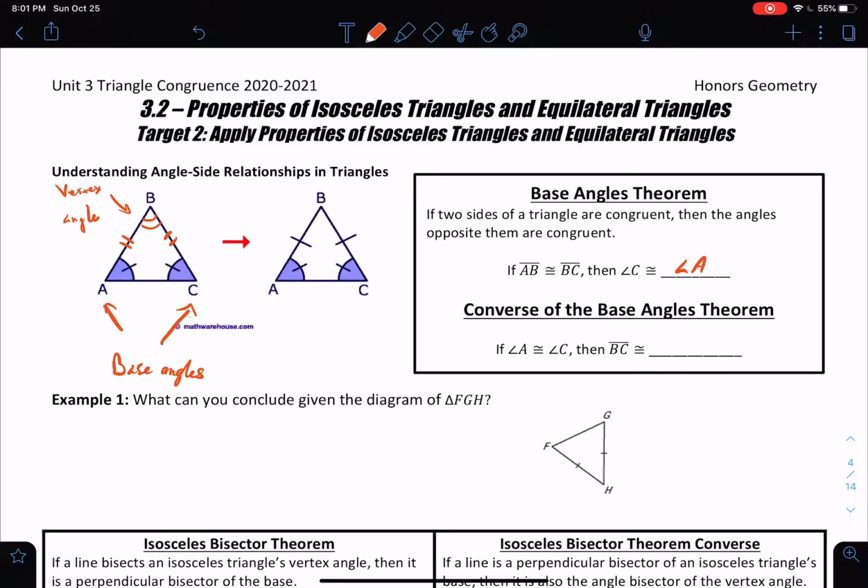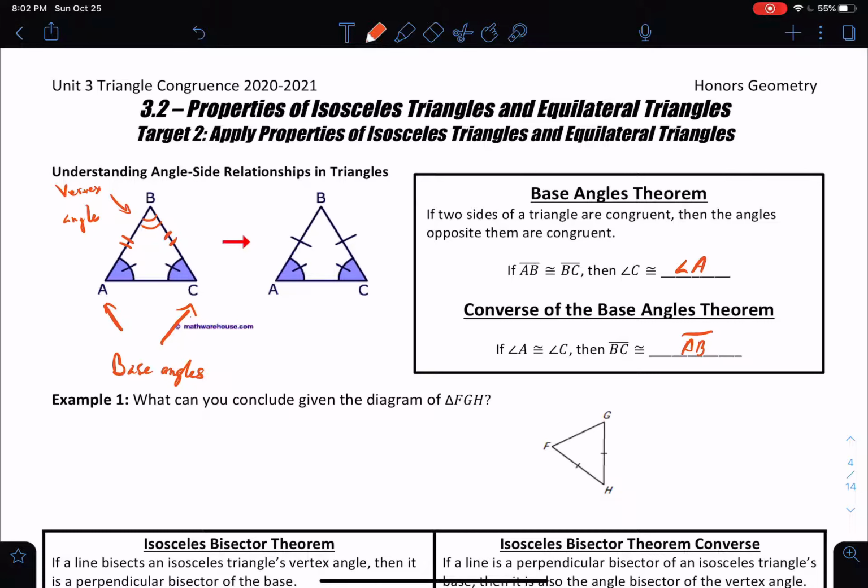All right, and the converse of that just basically means we're going to flip-flop that theorem. It says that if the base angles are congruent, then the sides opposite those base angles are also going to be congruent. So if angle A is congruent to angle C, then the sides opposite those angles are going to be congruent. BC will be congruent to side length AB.